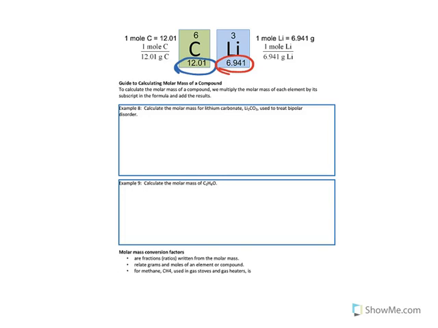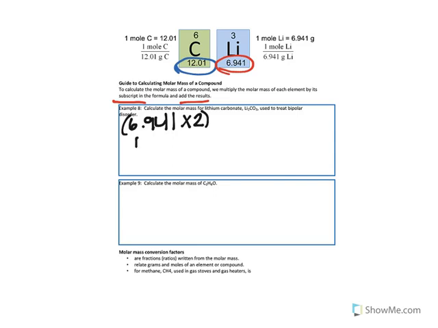What do we do, though, if we have a compound? A compound has multiple elements in it. How do we determine the molar mass then? Well, we multiply the molar mass of each element by its subscript in the formula and add up all the pieces together. So let's calculate the molar mass for lithium carbonate. In lithium carbonate, you have 2 lithiums. 1 lithium weighs 6.941 grams per 1 mole, but we have 2 lithiums, so we need to multiply this by 2.